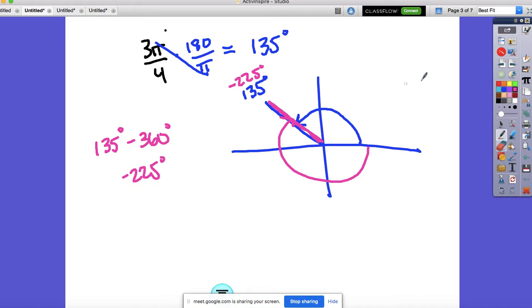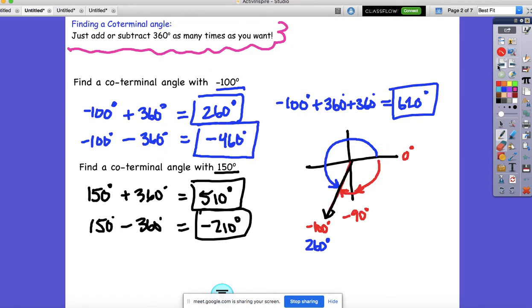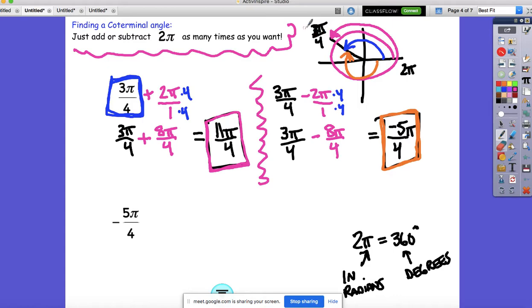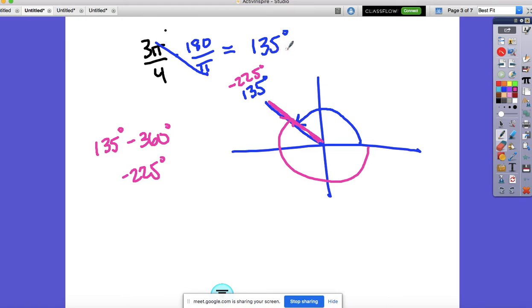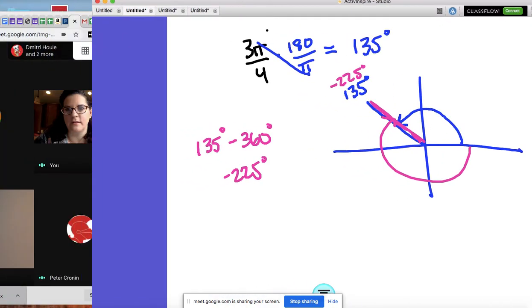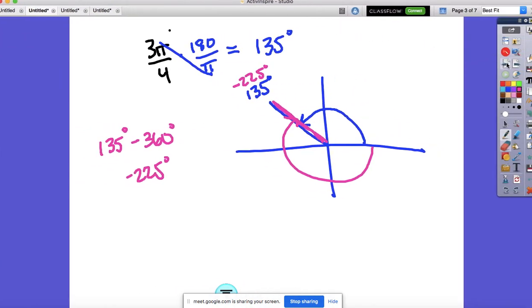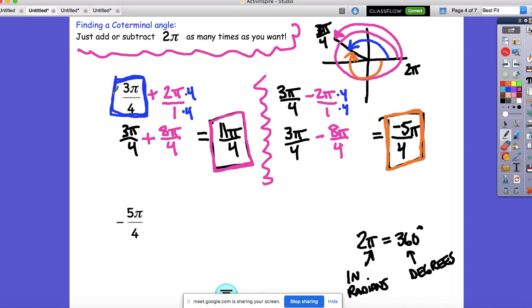So what I was getting back to is when Peter asked how am I supposed to know where 3 pi over 4 is? Well, if you just convert to degrees, that might help, if you feel more comfortable with degrees. But if the problem is asking for a coterminal angle and they give you the angle in radians, you should answer in radians. So I do want you to get used to that. You don't have to draw a picture if it's throwing you off. You just straight up add 2 pi or subtract 2 pi.